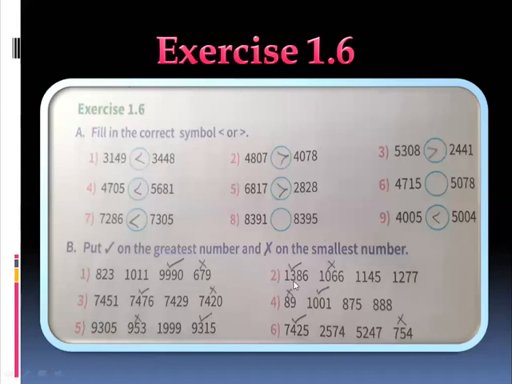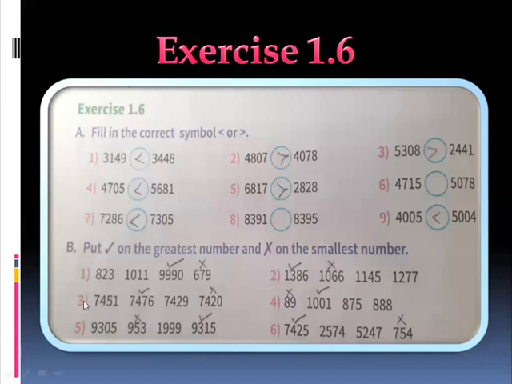Okay, in the second one, 1,386, 1,066, 1,145, 1,277. Here, all numbers are having 4 digits, right? But see here, in the 1000 place, all numbers are having 1 only. Next, in the 100 place, here 3, here 0, here 1, and in this number 2 is there, but 3 is greatest. So this is the greatest number. For the smallest number, in the 100 place, here 0, here 1, here 2. Compared to these numbers, which is the smallest? This one is the smallest number. So you have to put a wrong mark.